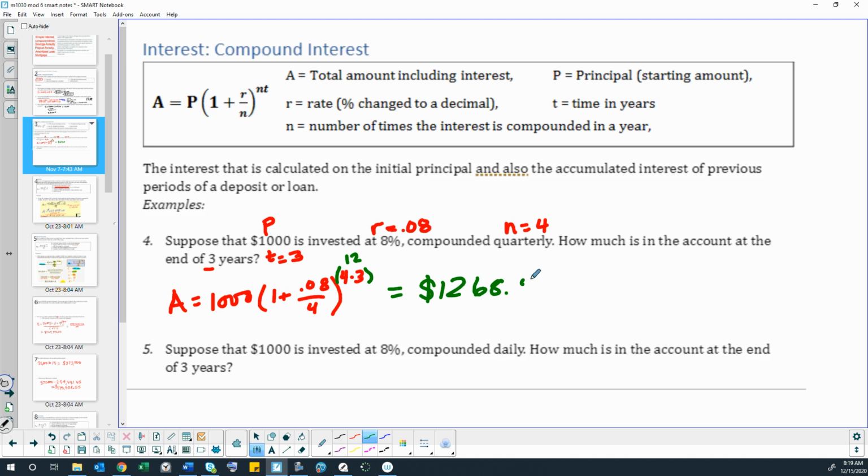1,268. Since this is money, I recommend rounding to the nearest cents. So $1,268.24. The question is, how much is in the account at the end of the 3 years? That's our answer. Now, what if the question was, how much interest did we earn in those 3 years? How would we find that?